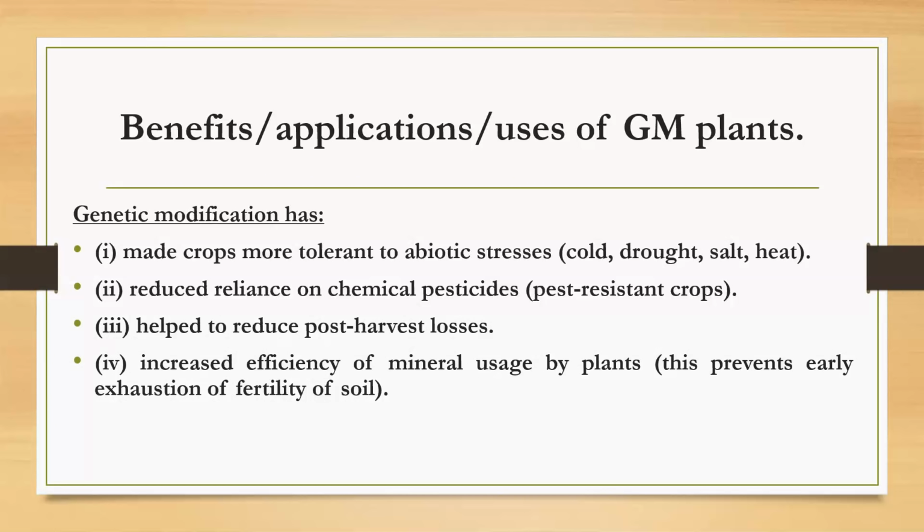The reason is the plant is not able to absorb the mineral nutrients efficiently. In such a case, we need to improve the efficiency of mineral usage by the plants, and that can be achieved by genetic modification. So this prevents early exhaustion of fertility of the soil.